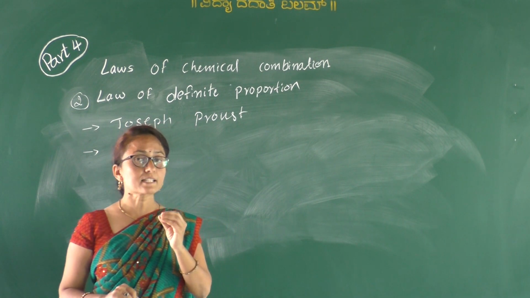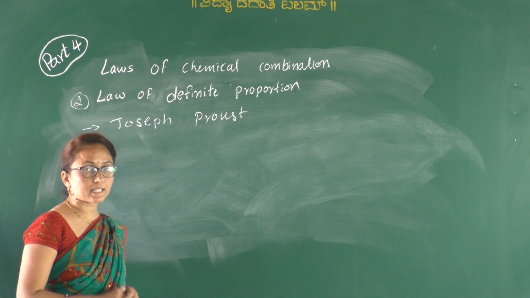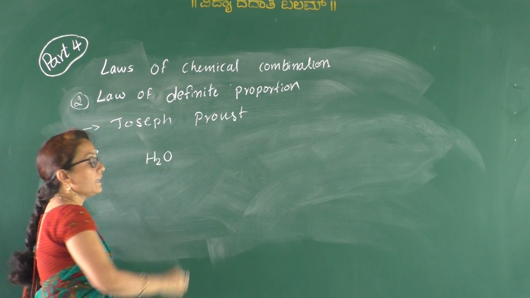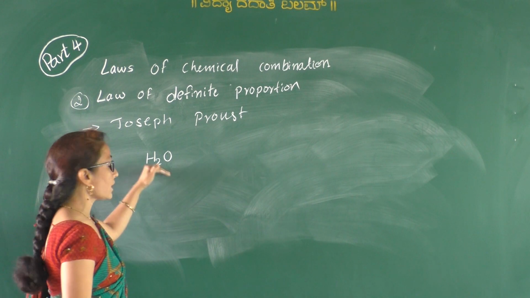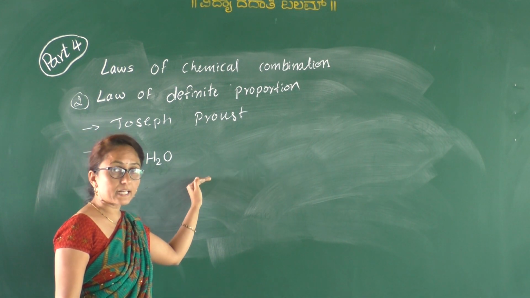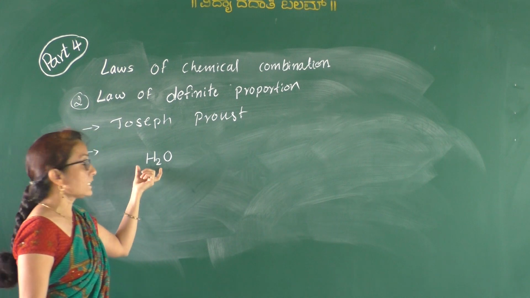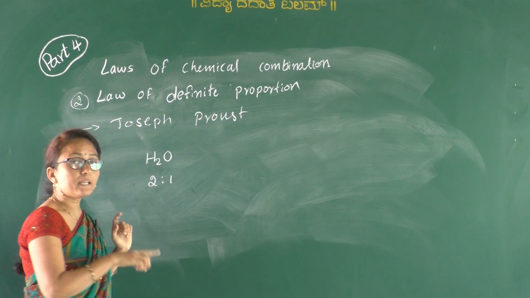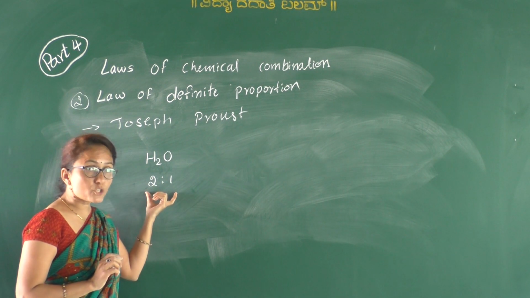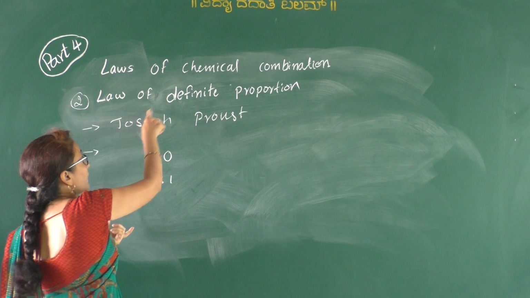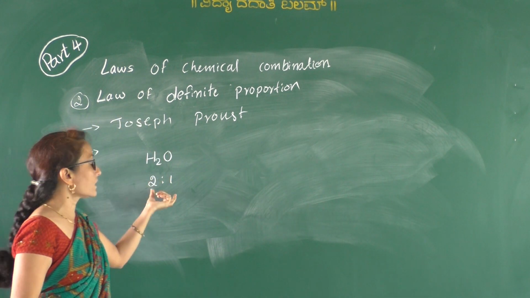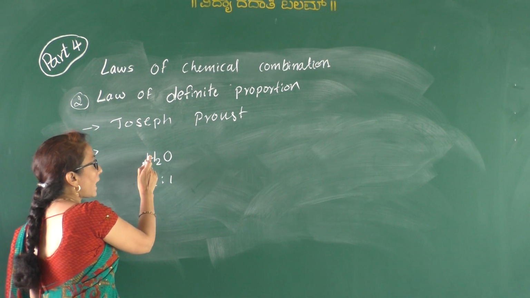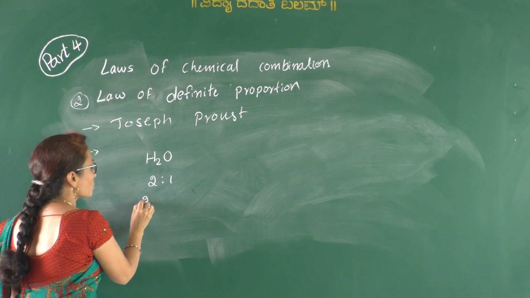Okay, so consider an example. If we take water, we have 2 elements, one is hydrogen, another one is oxygen. These 2 elements are in the ratio of 2:1 by atoms. The atomic ratio is 2:1, but according to definite proportion, the ratio must be by weight, that is, by mass. So 2 hydrogen atoms means 2 grams.